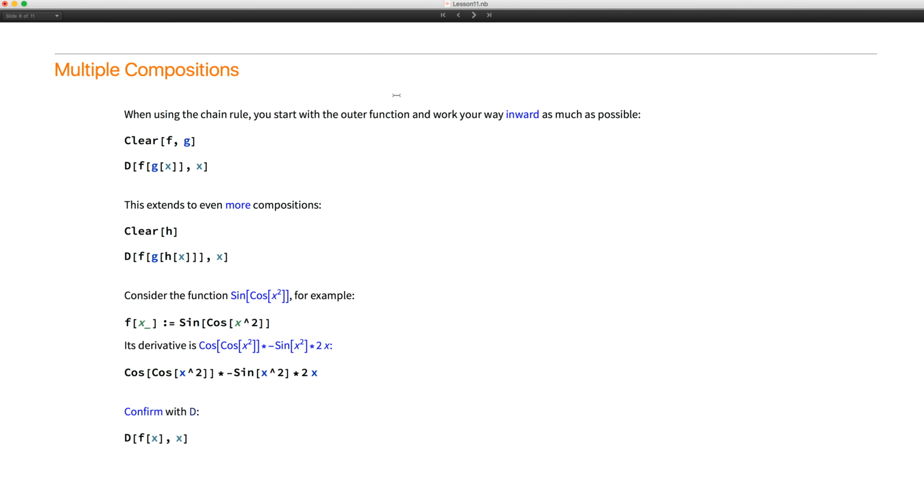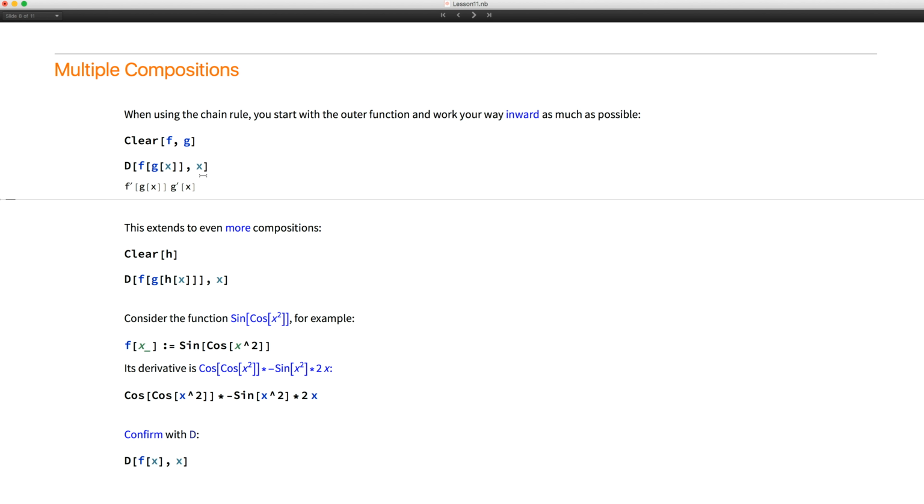Okay, so let's go on now talking about multiple compositions. So the chain rule itself talks about the derivative of f of g of x as being g prime x times f prime at g of x. But of course, that would hardly be a chain which only has two links in it. So you can keep on this way and build up chains of longer and longer lengths.